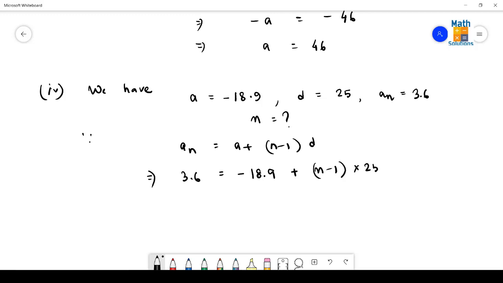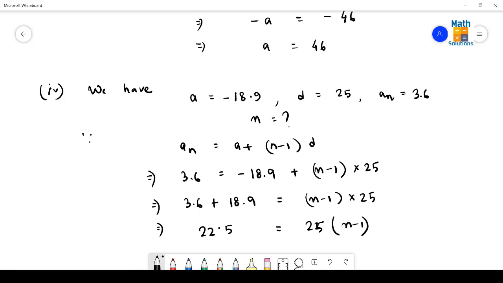can put 25. After this, 3.6 plus 18.9 is equal to N minus 1 into 25. So what do we get? Summing up these two, we shall be getting 22.5, and it is 25 into N minus 1.